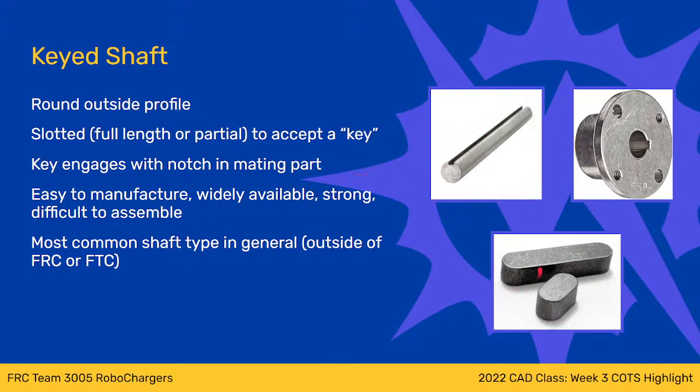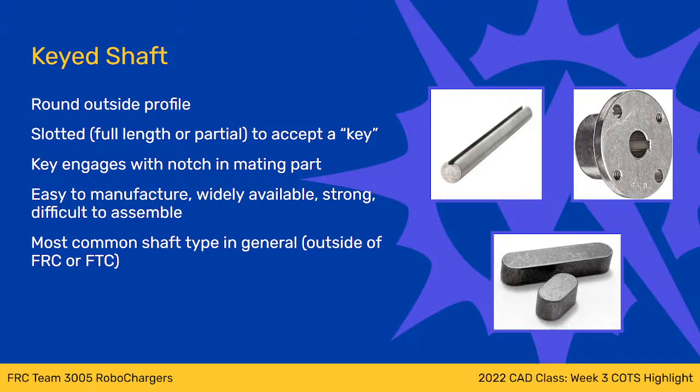And then basically what happens is the key goes in the slot and the key is taller than the slot. So the key sticks up a little bit and then you put it in a hole that looks like this, right? It's a round hole with just a little notch out on one side, and the key engages in the notch, and that's how you get torque transfer.